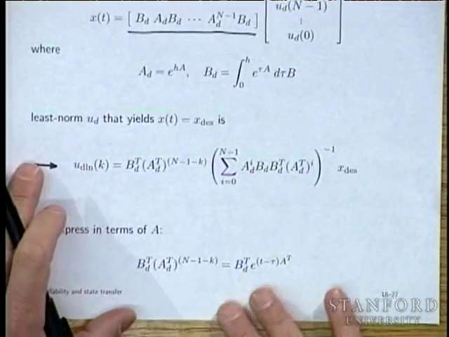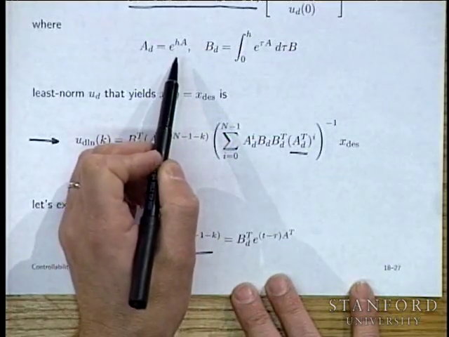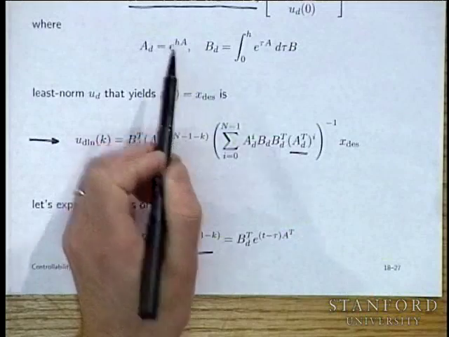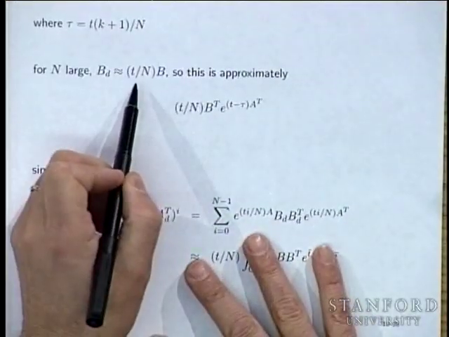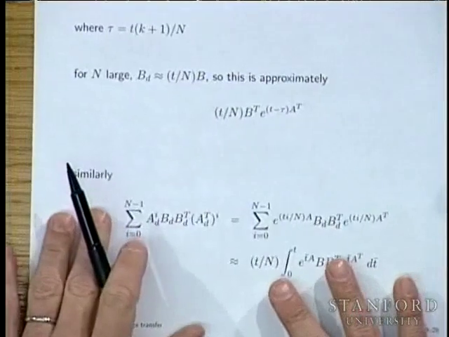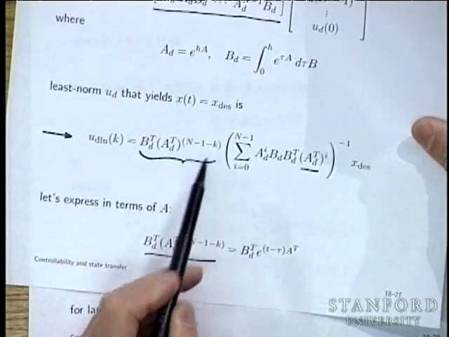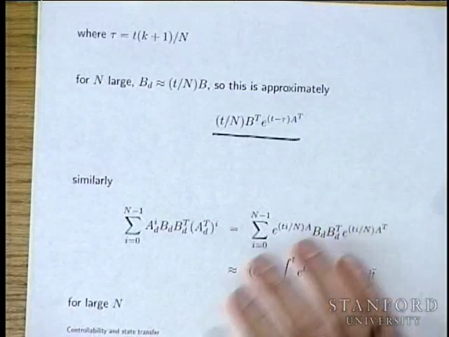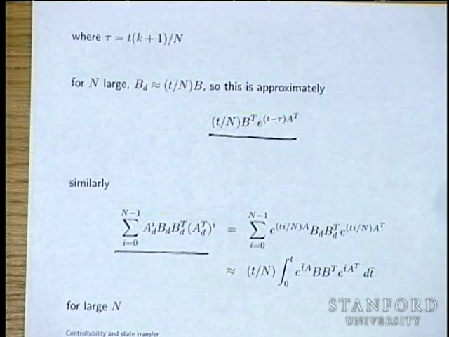Now, if I go back and express this in terms of A, using these powers of these things, after all, A_D is an exponential, and powers of exponentials is the same as just multiplying this thing by that, you get something kind of interesting. What happens is B_D turns into T over N times B. So you get the following. That's this first expression here. As N gets big, that converges to something that looks like that. Now, this sum is nothing but a Riemann sum for an integral, and the integral is that.